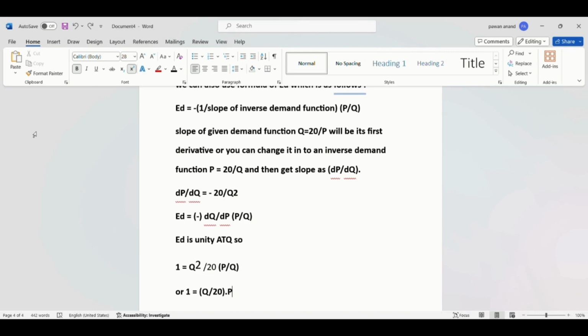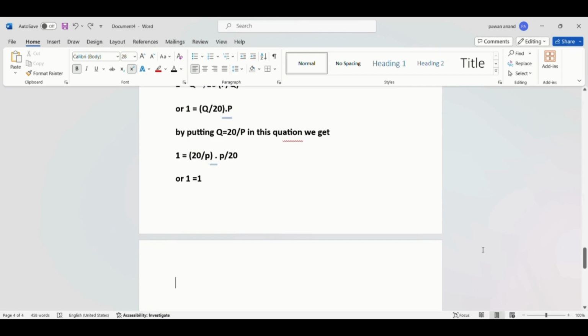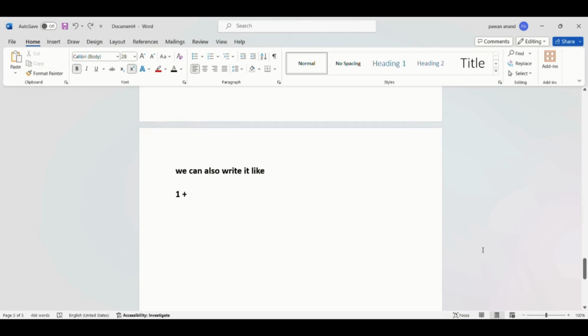Now, according to the question, Q is equal to 20 upon P is given to us. By putting Q is equal to 20 upon P in this equation, we get 1 is equal to 20 by P into P by 20, or we can say 1 is equal to 1. Now, the 1 on the right hand side, we can write it like P raised to the power 0. I beg your pardon for this correction.